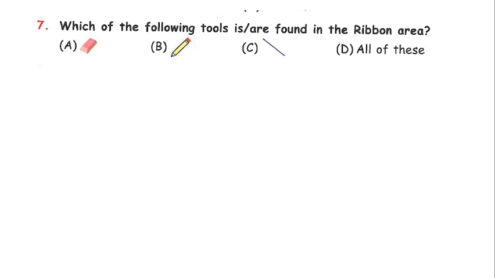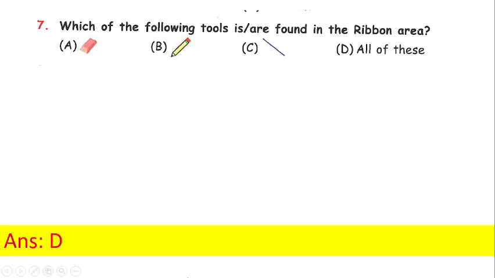Next, which of the following tools are found in the ribbon area? Eraser, pencil, line or all of these? Answer is D. All of these. As we know, ribbon is the area where different tools are found.